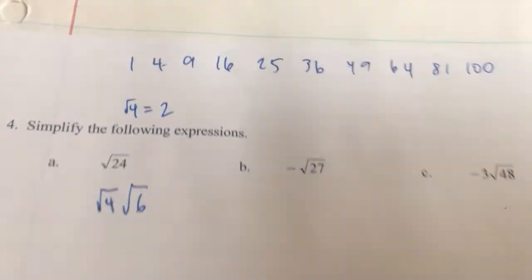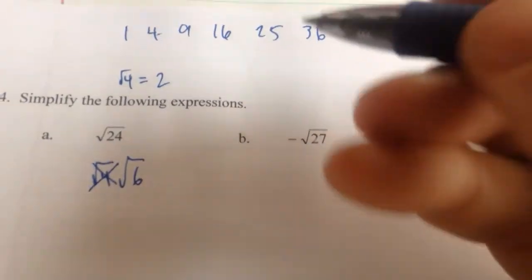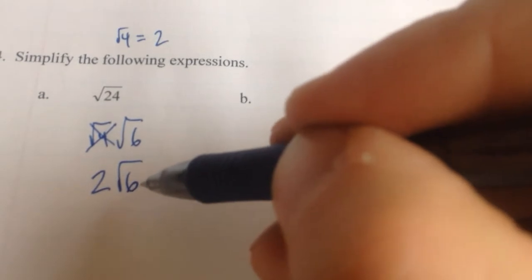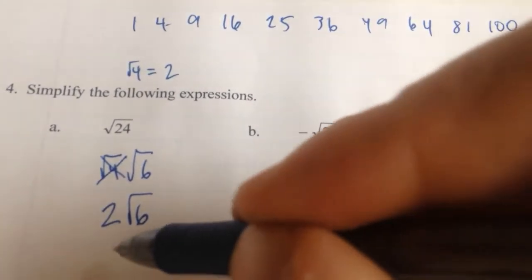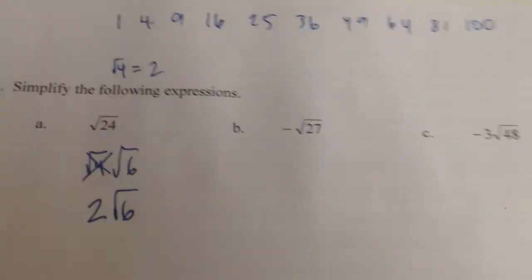Okay? Well, we know that the square root of 4 is equal to 2. So what I'm doing is I'm replacing square root of 4 with 2. Square root of 6 is an irrational number and cannot be simplified. Therefore, this is our final answer.